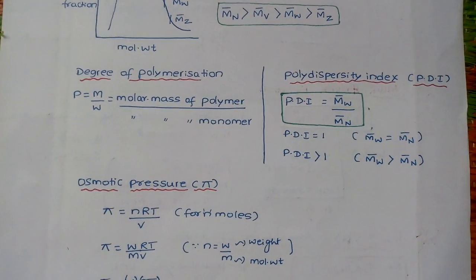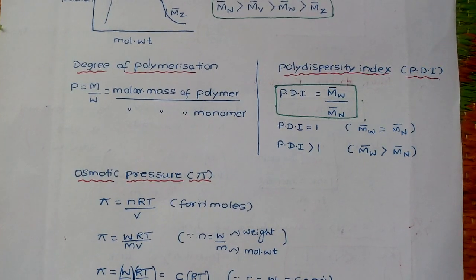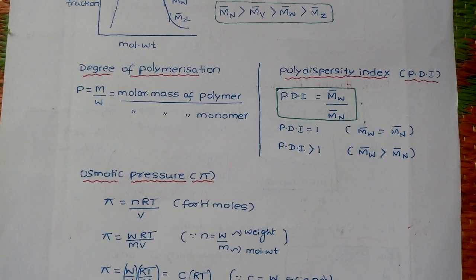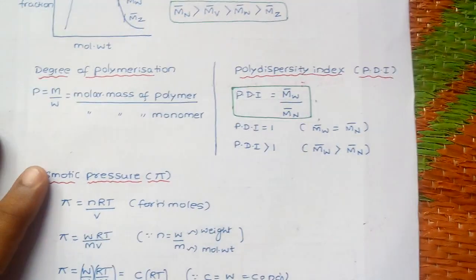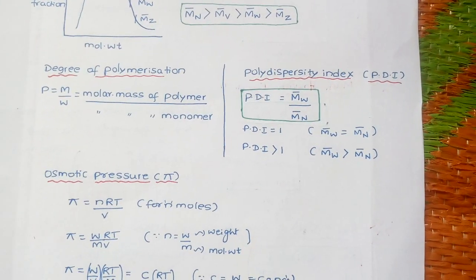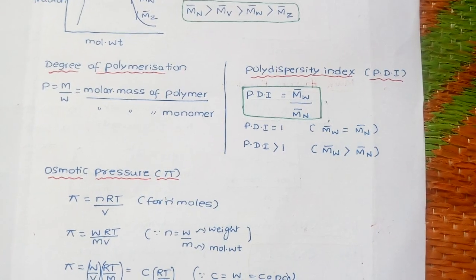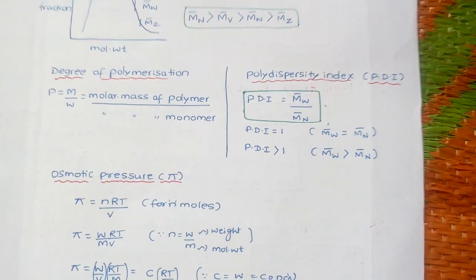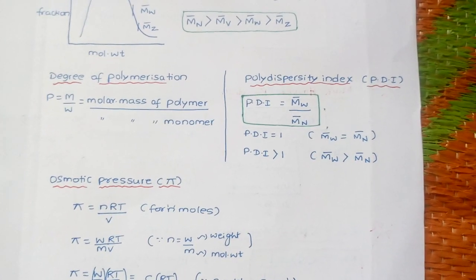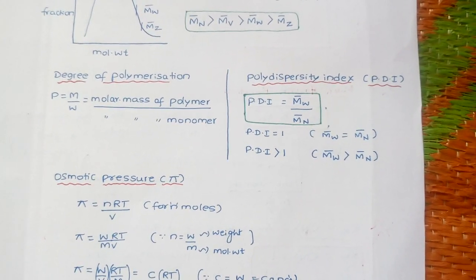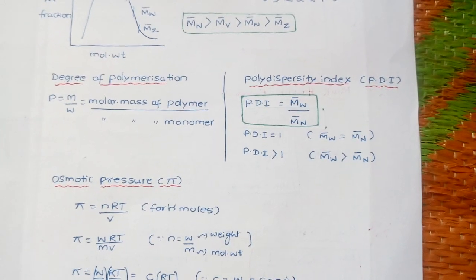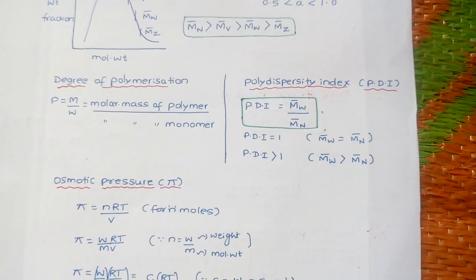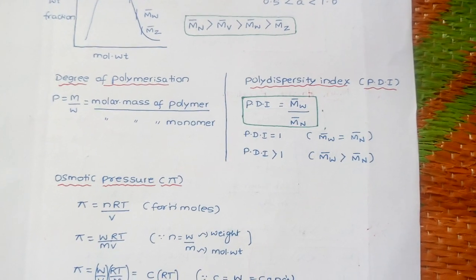Again, degree of polymerization P is equal to M by W, meaning molecular mass of the polymer divided by molecular mass of a monomer. Again, polydispersity index is the ratio of weight average divided by number average. PDI is 1 when weight average and number average molecular mass are equal. If PDI is greater than 1, then weight average molecular mass is greater than number average molecular mass.